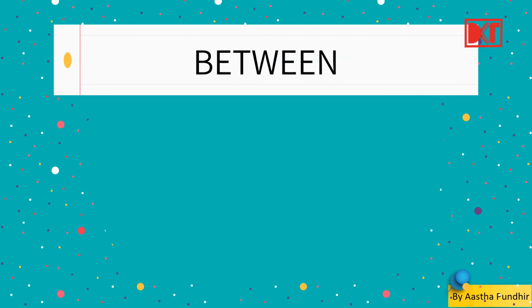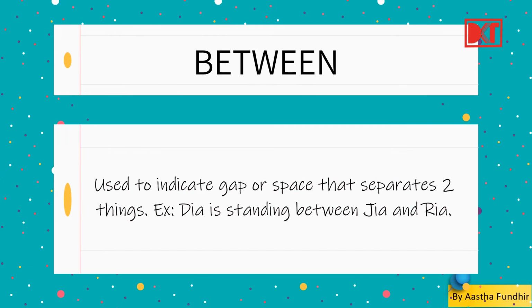Now the next preposition here is between. So where do we use between? It is used to indicate a gap or space that separates two things. For example, Diya is standing between Jia and Riya. Diya, Jia, Riya. Diya जो है वो Jia और Riya के बीच में खड़ी है. Right, so a gap or space that separates two things. So Diya is separating Jia and Riya.